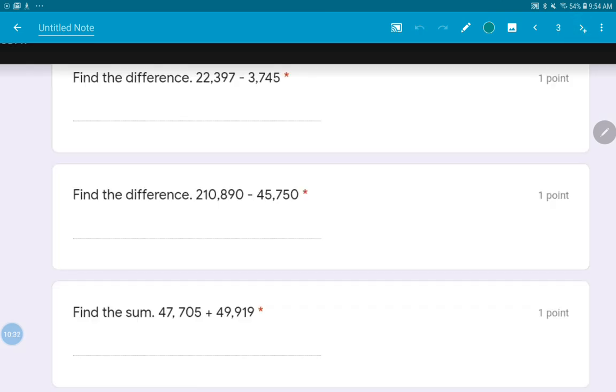Okay. Now we're finding the difference. 22,397 minus 3,745. Ansley, how did you solve this one? I stacked. Okay. Which number did you put on top? 22,397. Yeah. Okay. Why did we have to put that one on top? Since it's the largest. Yeah. And it's the first one listed in our problem that's written horizontally, so we have to make sure that it's the first one that's listed when we write it vertically.